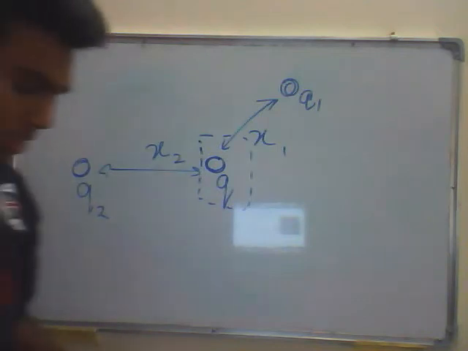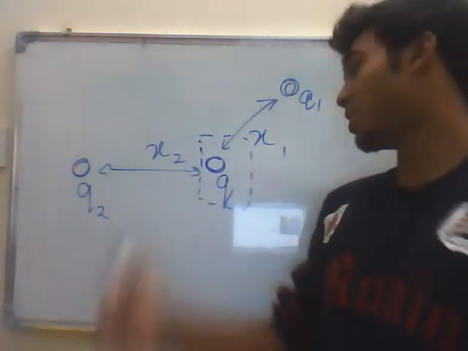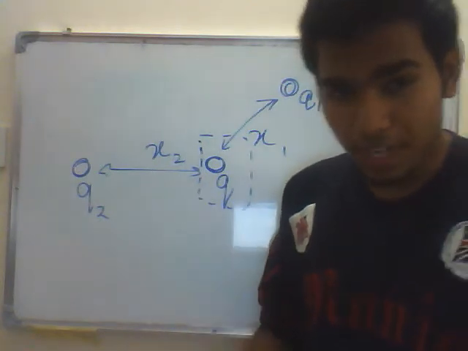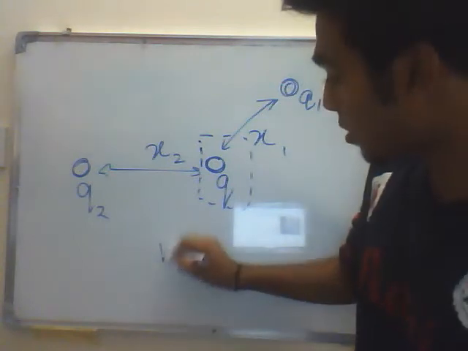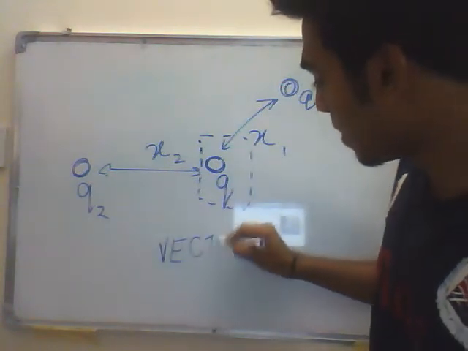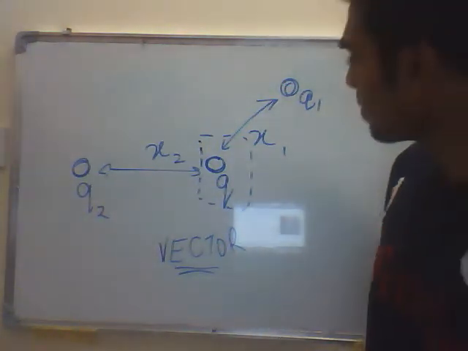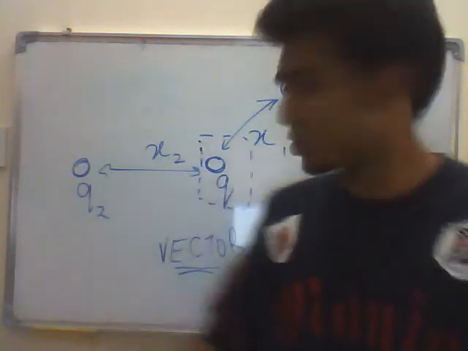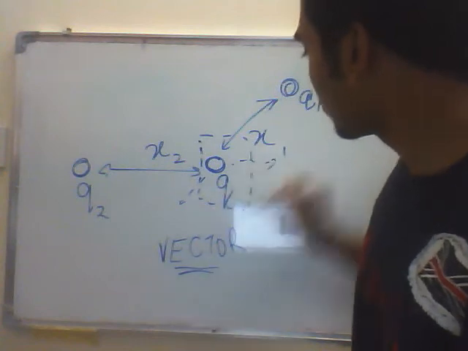So the superposition principle is simply saying this: if you want to find out the force on that charge Q, you have to find the vector sum. This is the most important term. The vector sum of the forces. So for those of you who already know what vector sum means, you find the force due to each charge, and you take the vector sum of these two.